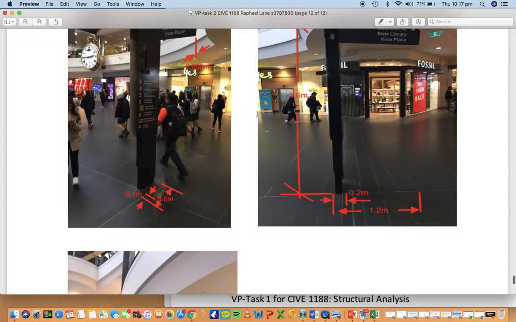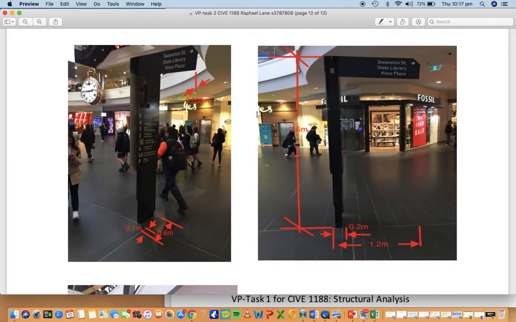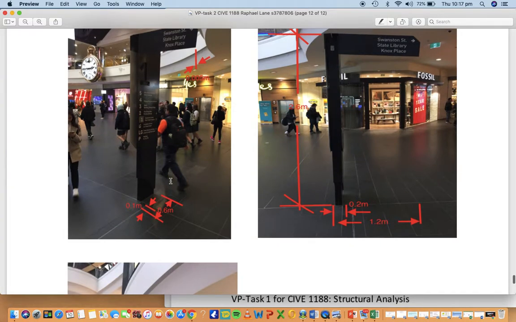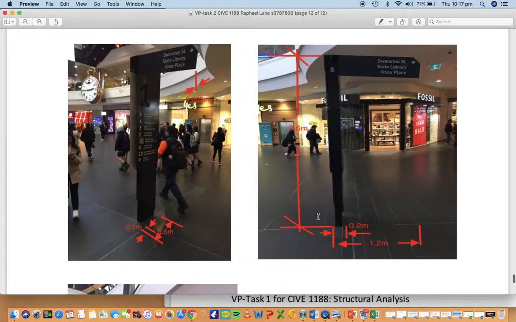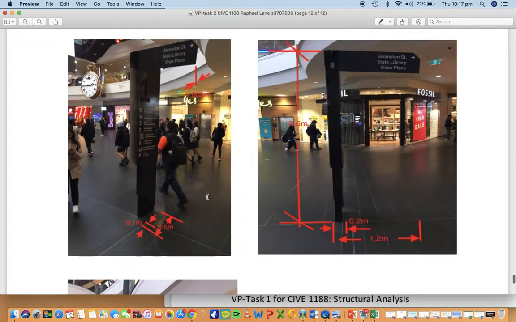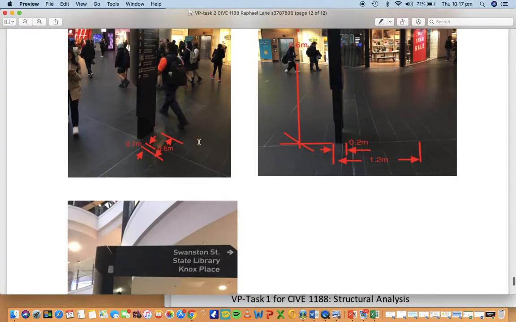At the beginning of the semester, we were asked to pick a simple structure with a clearly identifiable beam element, take a picture, and submit it with some rough dimensions. I picked a sign at Melbourne Central since I walked past it, and it's a very simple structure.